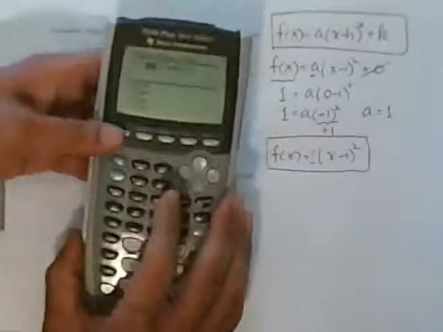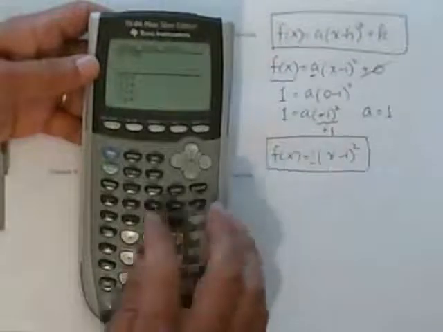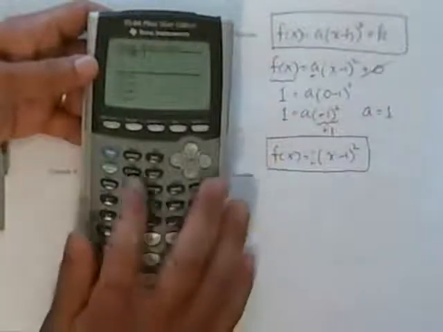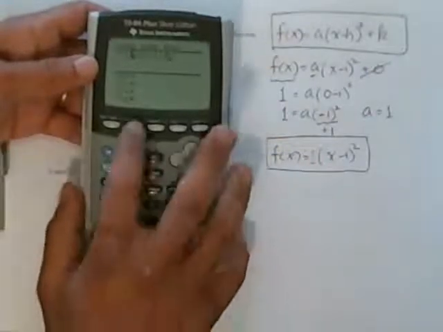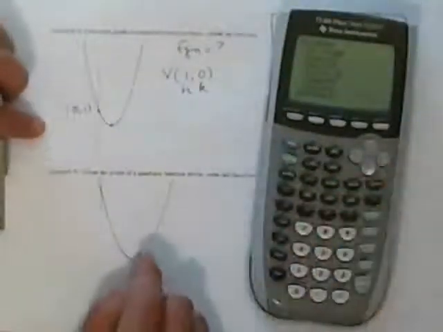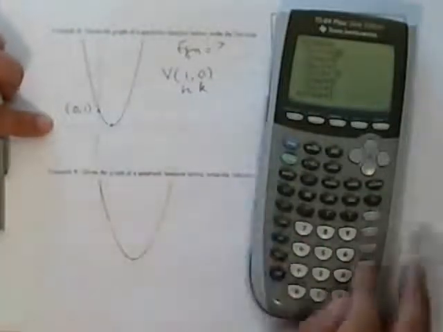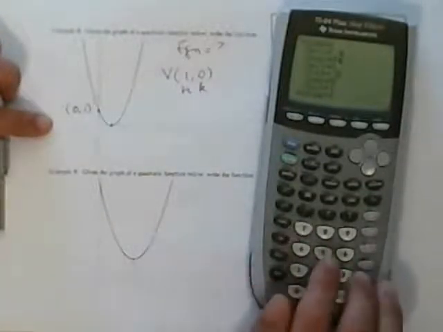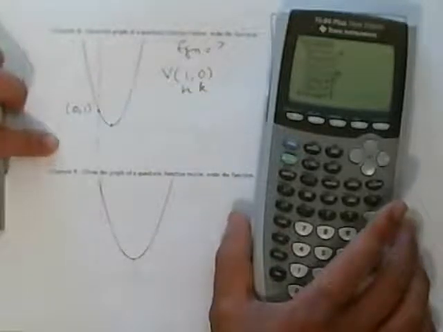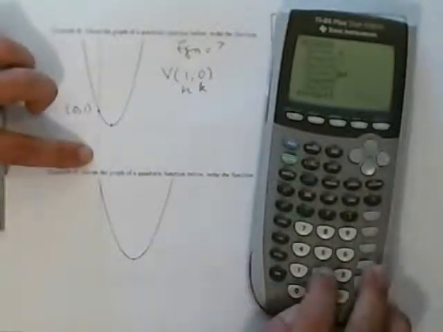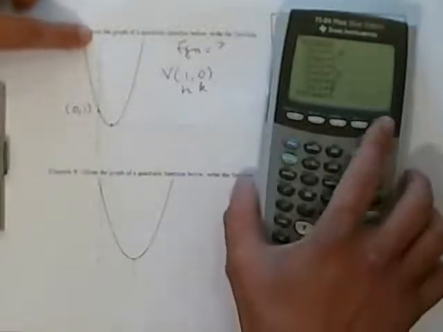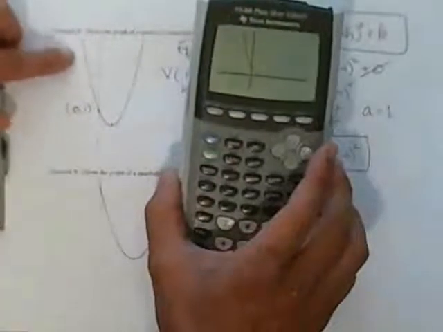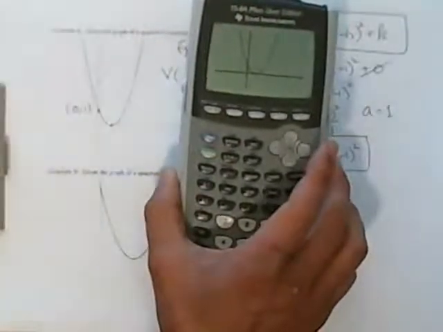here. Press the y equals button. I'm going to clear that. We're going to write it out. Parentheses, x minus 1 squared. There's your square button right over here. And on the window, I'm going to go from negative 4 to positive 7. Negative 4 to positive 7. On the y direction, I'm going to go negative 2 to about 6. And if we graph that, it should look very similar to the equation that's given. Okay.